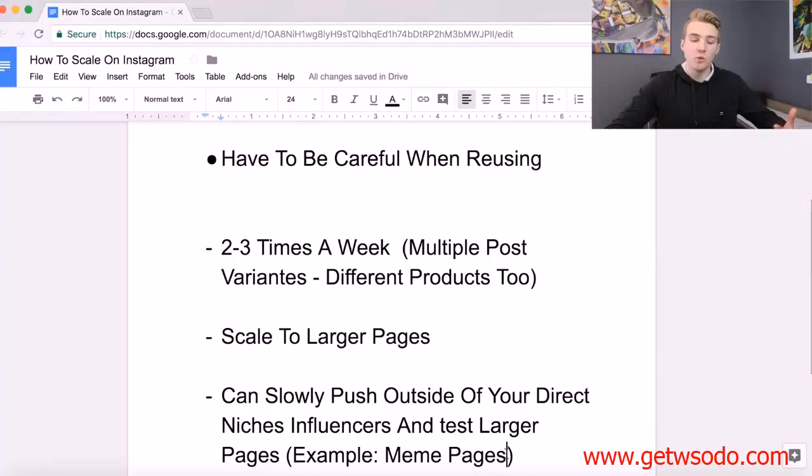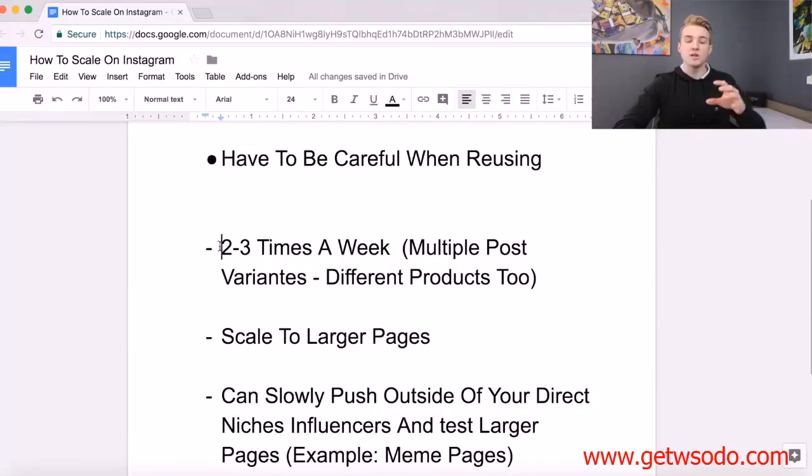Obviously, they're gonna cost you more, but that's why you slowly scale. You start scaling to larger pages, because with Instagram, you're gonna wanna scale to Facebook once Instagram's working, and we're gonna really dive in depth and focus on that. But with Instagram, there's a lot of money to be made if you can start using bigger influencers and use them frequently. Slowly, don't do this fast.